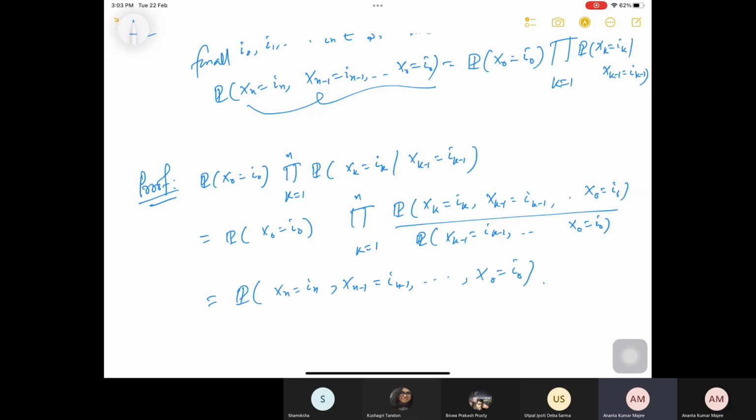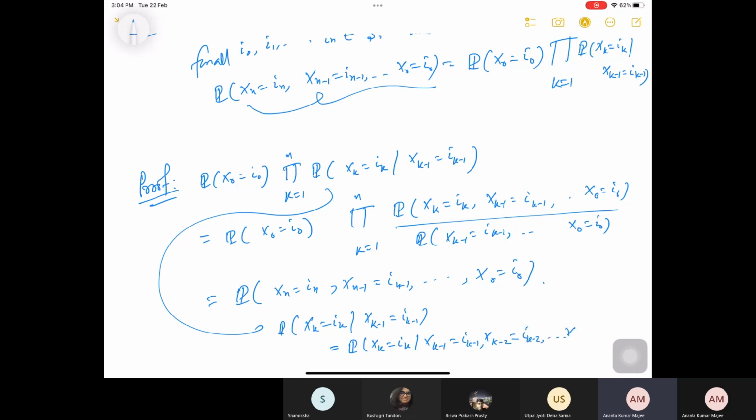This is nothing else, just using the properties of a Markov chain. Here I am using this part: the probability of Xk equal to ik given Xk−1 equal to ik−1 is the same as the probability of Xk equal to ik given Xk−1 equal to ik−1, Xk−2 equal to ik−2, and X0 equal to i0. Is it not? This is the Markov property. And now this one you can write exactly as the probability of the intersection divided by exactly this part. Now you have a product, so it gets cancelled out, and only when k is equal to n this part remains, so that is what I wrote here.